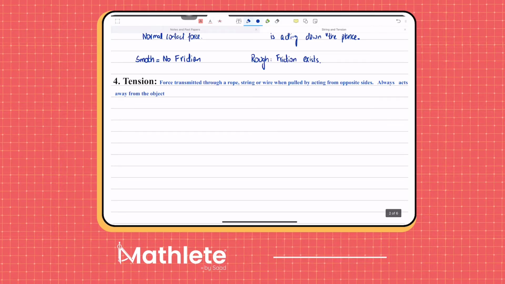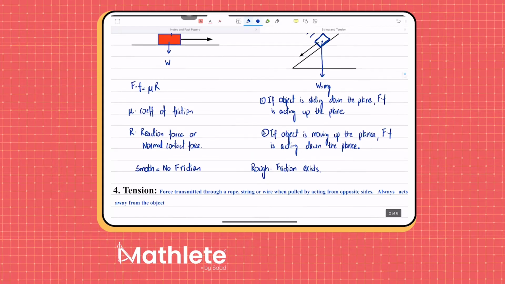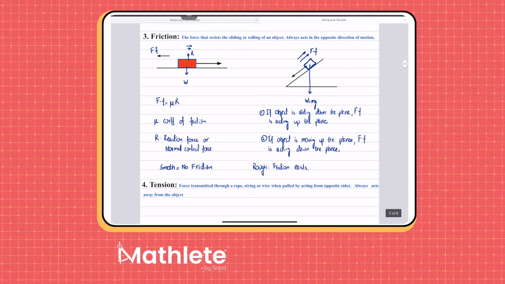Could we scroll up a bit? Yeah, sure. Oh, thank you.